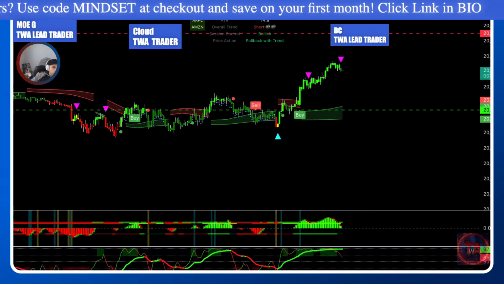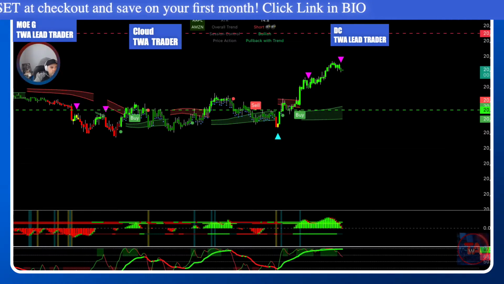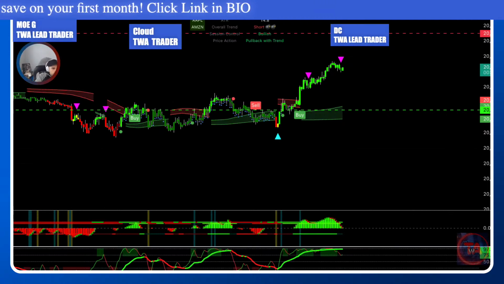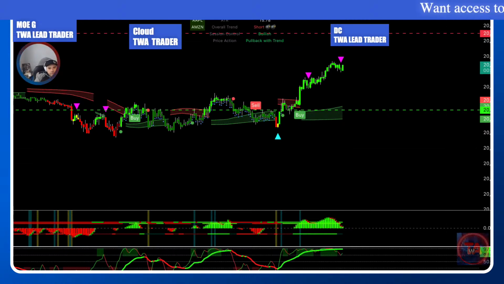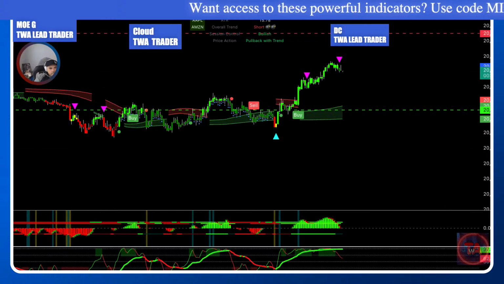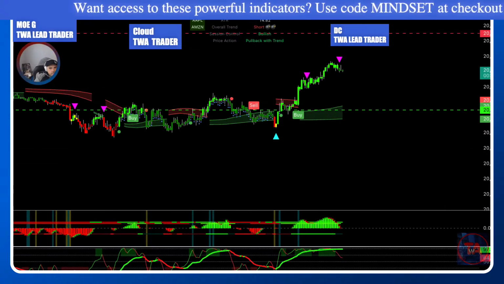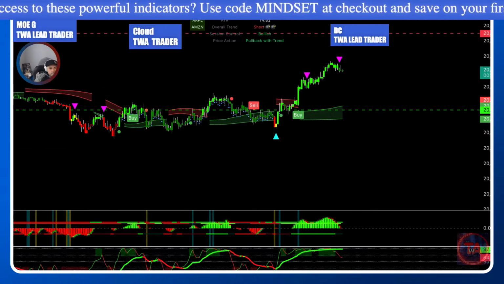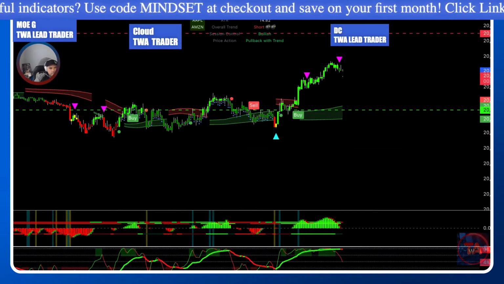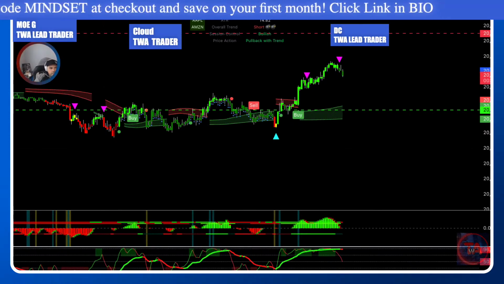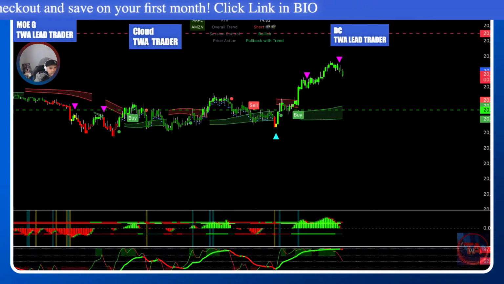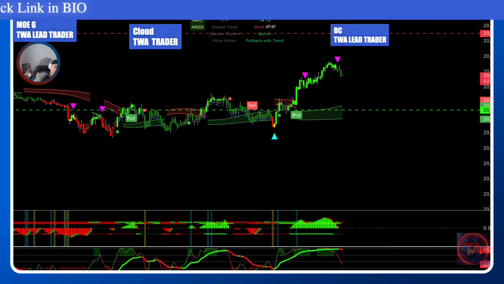But this is the pullback I was talking about, back down to the 5-minute moving average. If I was aggressive, I would have taken that trade right there off the 15-second chart. That would have been a nice 15-point trade. But for that trade, you got to be real quick.